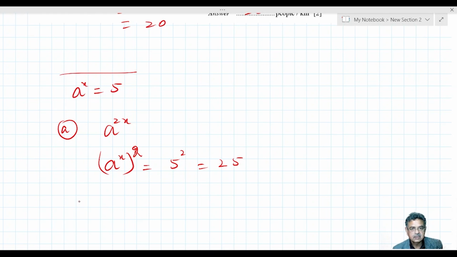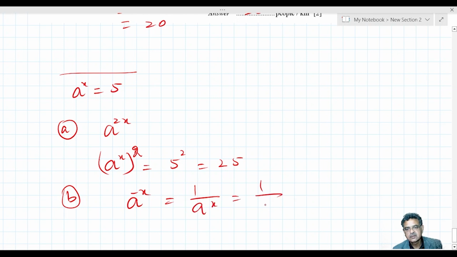And another part of the same question is a raised to the power minus x. We can write it 1 over a power x. In terms of 5, it will be 1 over 5.